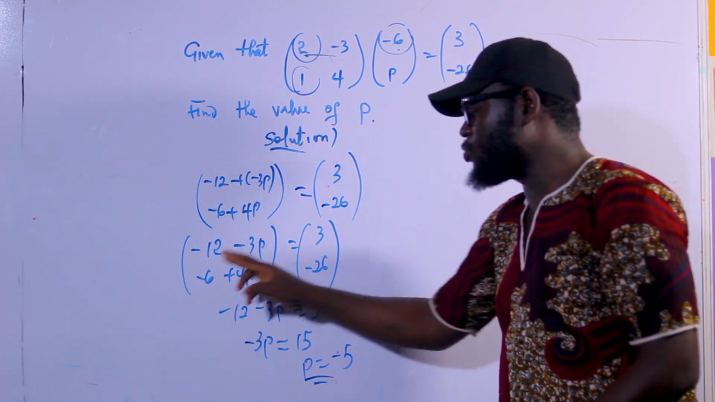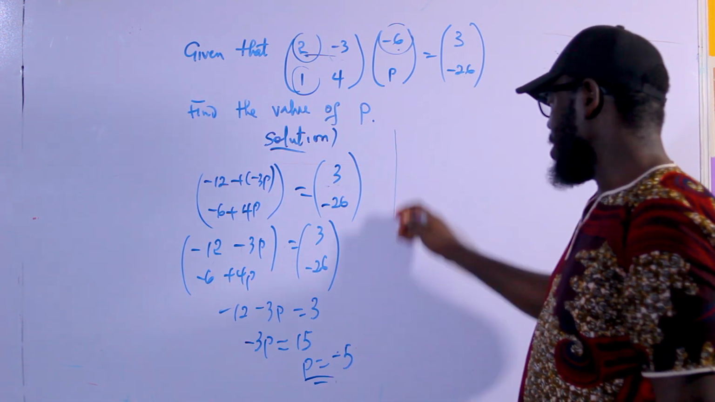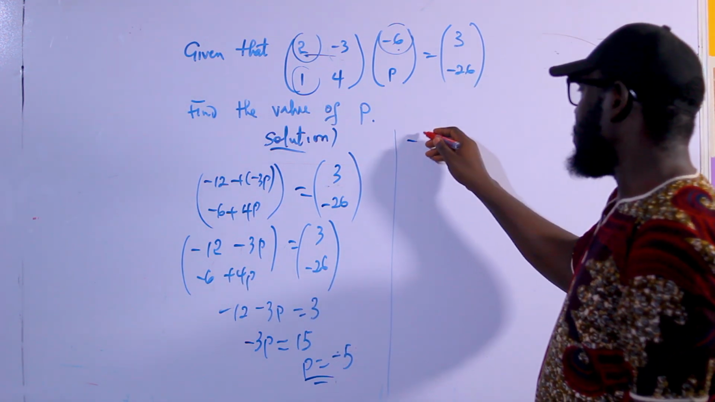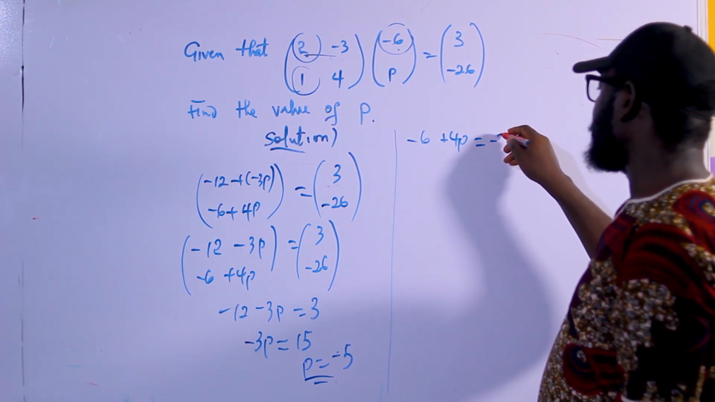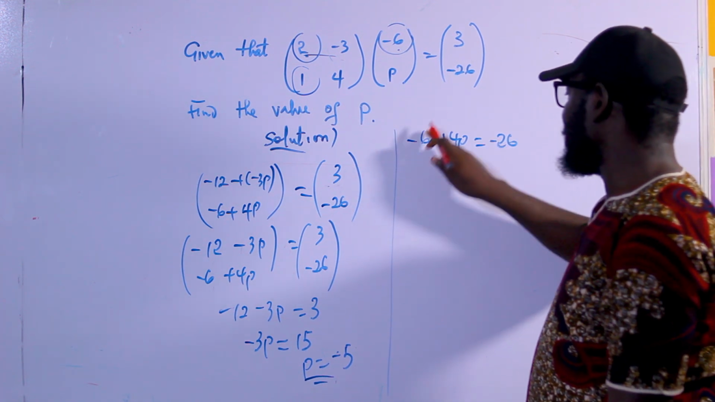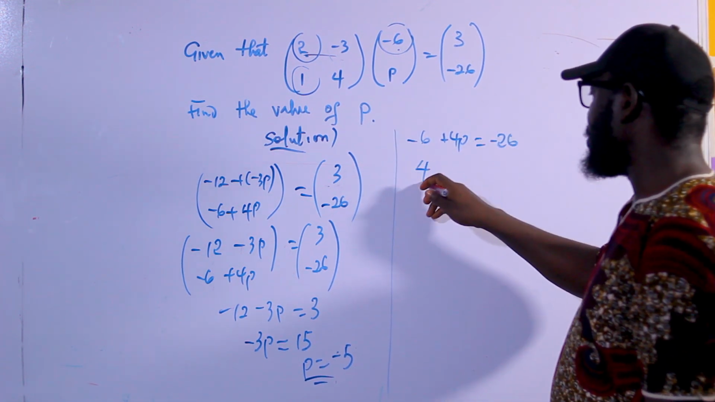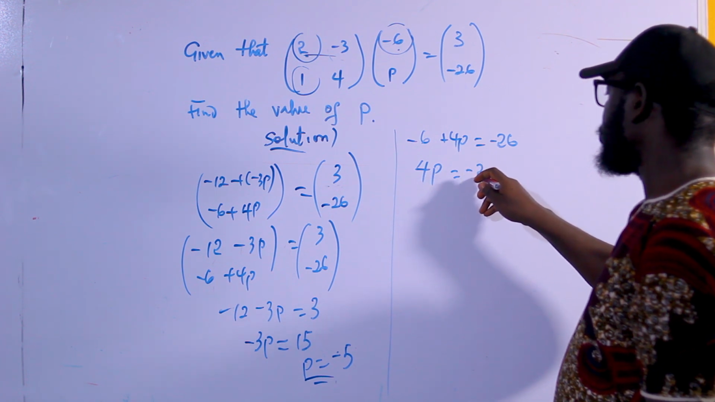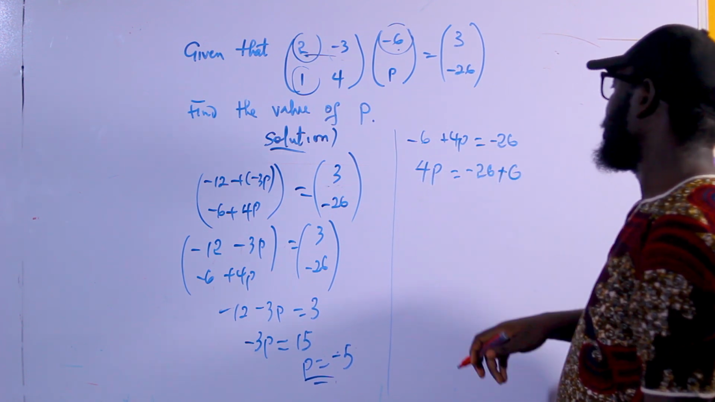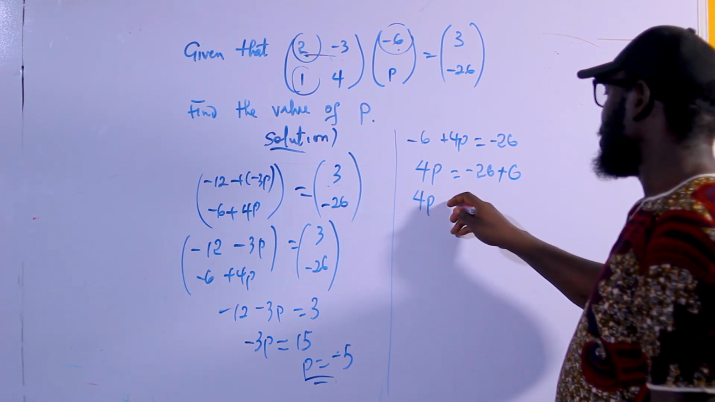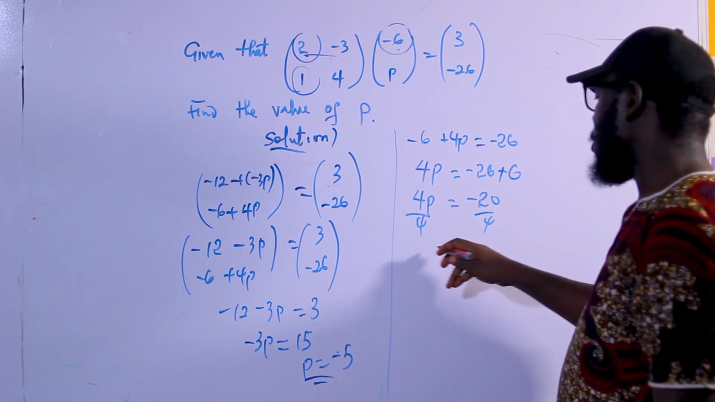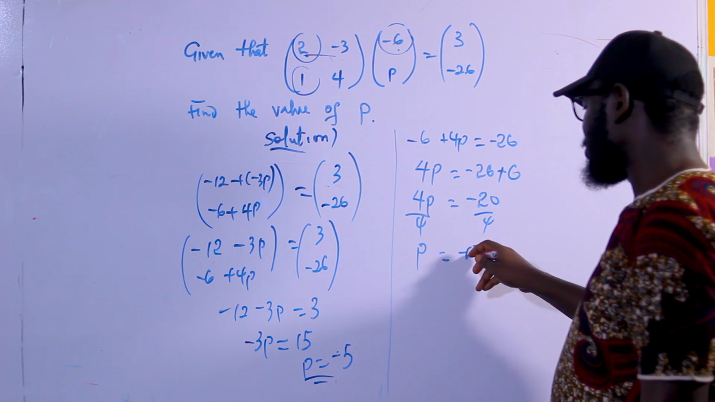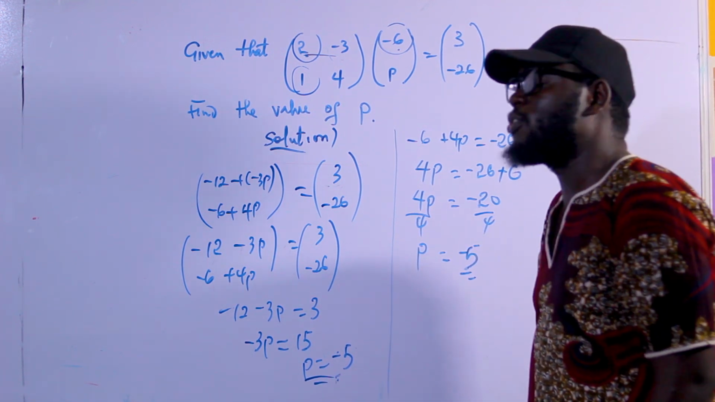Let's check this other one to be sure if we are actually correct. Let's say minus 6 plus 4p is going to give us minus 26. If I send this minus 6 to this side, I have 4p is equal to minus 26 plus 6. So I have 4p is equal to minus 20. If I divide both sides by 4, I will have p is equal to minus 5, which is the same thing that I got here.